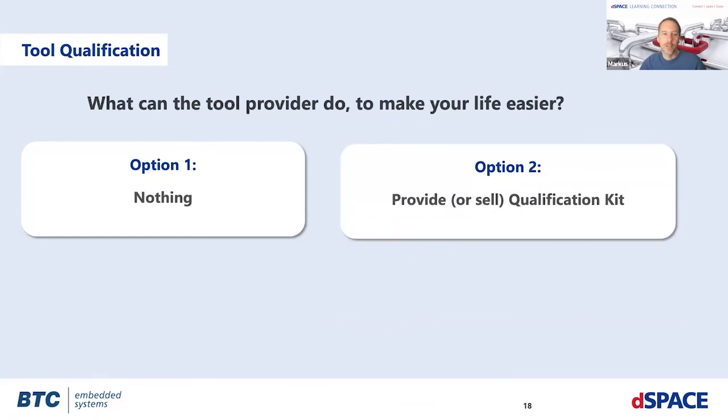Option 2 is you can have a tool provider which provides you or sells you, often people take money for this stuff, a qualification kit, which is sort of a starting point for you to perform your tool qualification. And you have to do some stuff on top. You have to run the things. You have to argue for completeness. You have to deal with possible errors. So this is option 2, which is already a little bit better because at least you have a starting point, right? Yeah, but it's still lots of work.